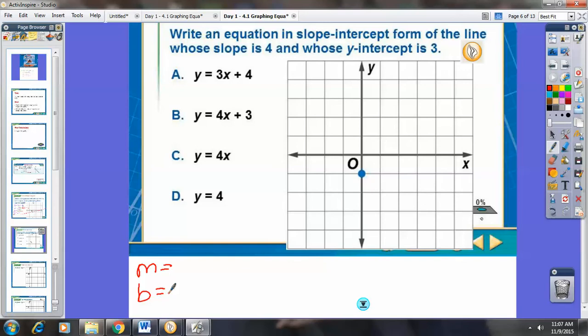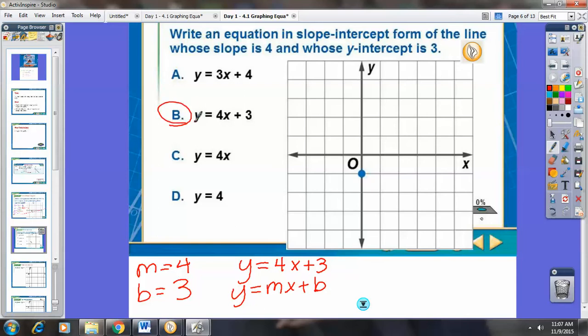What is the slope? 4. And what is the y-intercept? 3. So we know m and we know b. Let's put it into our equation. y equals 4x plus 3. And sometimes it helps to write y equals mx plus b until you get the hang of it and you're very familiar with that equation. We're going to put 4 in for m and 3 in for b. So the correct answer here would be letter B.